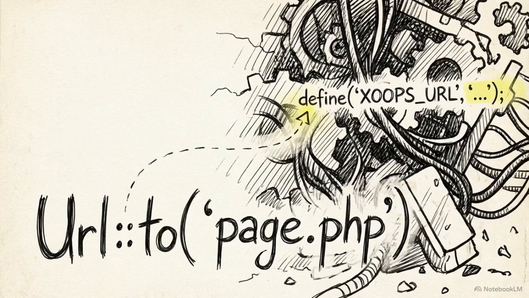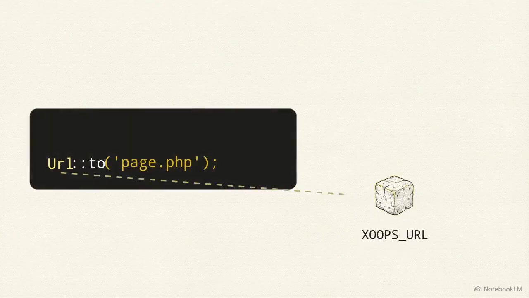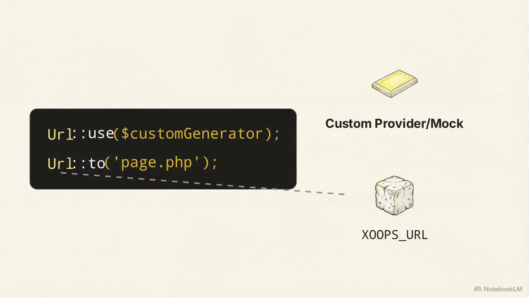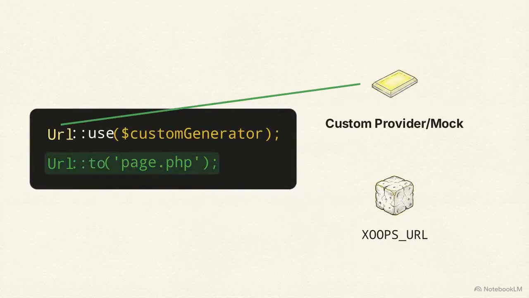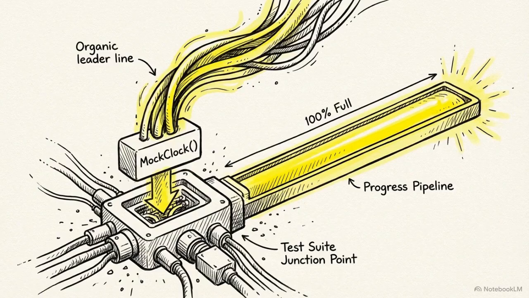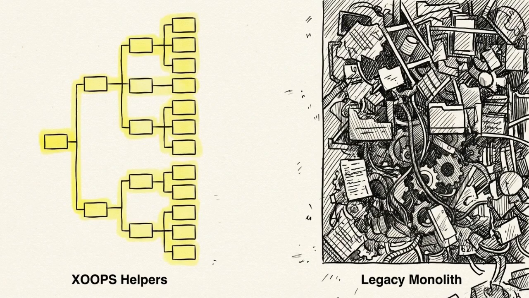In a production environment, these facades automatically bind themselves to legacy constants, like XOOPS URL. However, these exact same facades can be seamlessly overridden during execution by calling a simple .use method. This override mechanism enables global free mocking. Injecting a mock clock or fake path into the facade allows the entire test suite to run instantly. Strict dependency stratification means developers can write modern, cleanly decoupled logic while operating entirely inside a legacy environment.